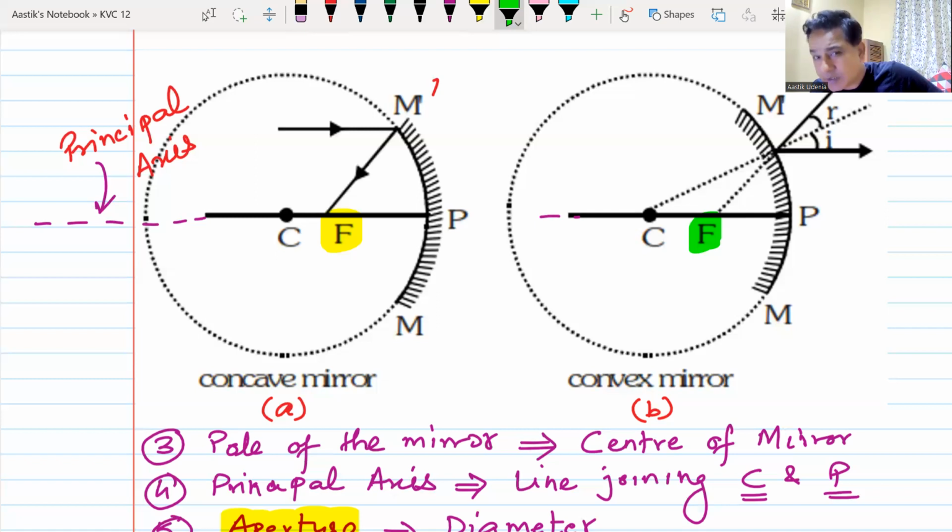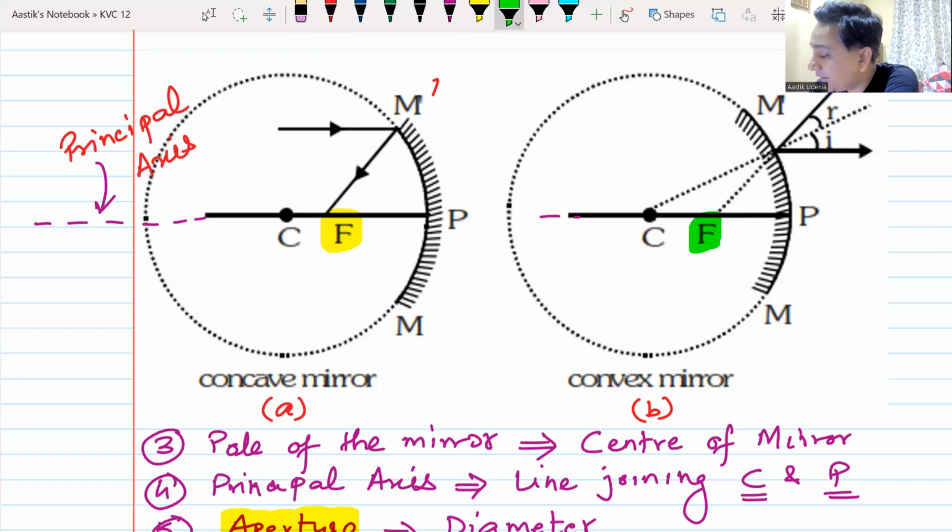When? After reflection. What type of light rays? Light rays that are parallel to the principal axis. Yes, that is the correct option.